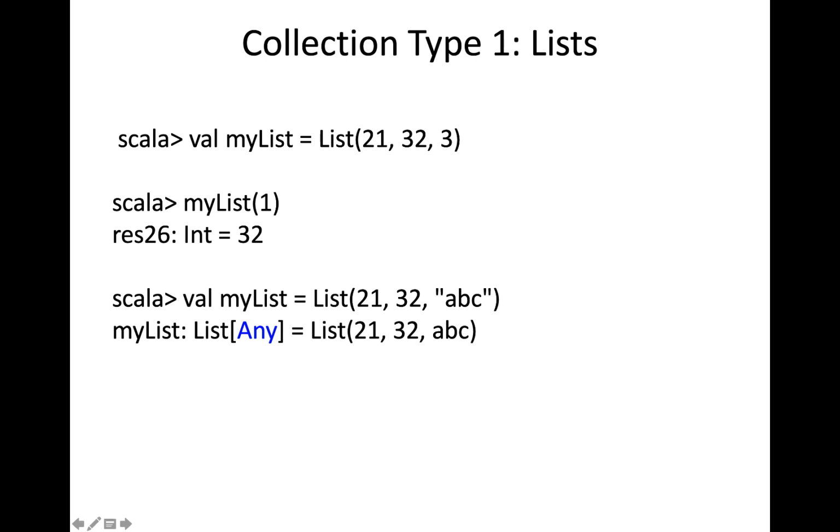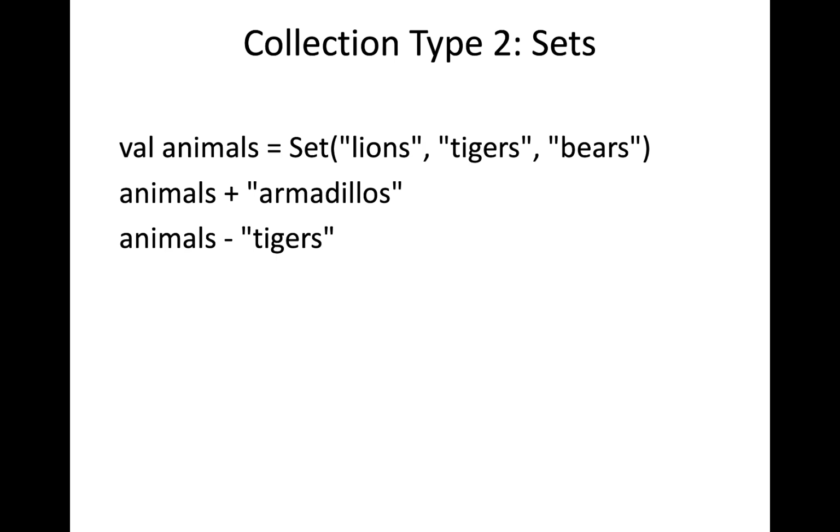Okay, so any is like the mother type of all types in Scala system, correct? And we see the result. Now if we want to access the last item in the list, we can say my list 2, and remember that when Scala returns that item, it is of type any. Make sense? Okay. The second collection which Scala supports, second collection type, that is set.